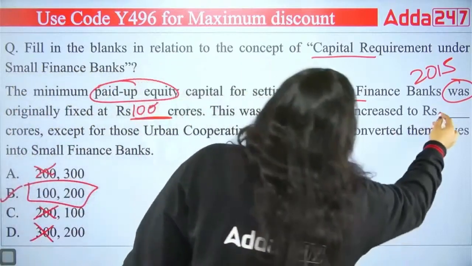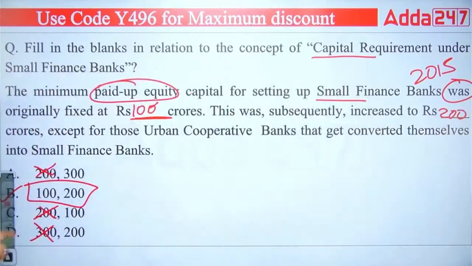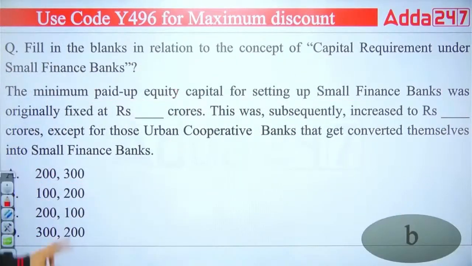And this increased to what? 200 crore. So the right answer will be B. Okay, the right answer we have is B. I hope that's clear. Next.